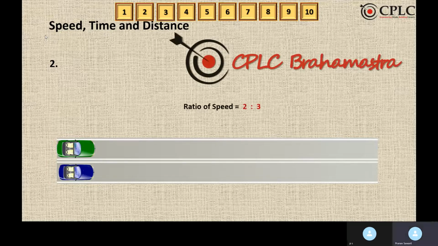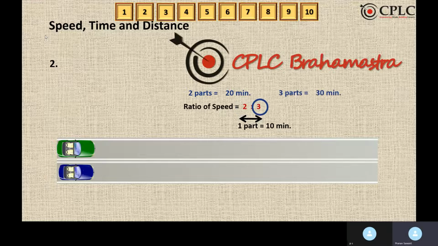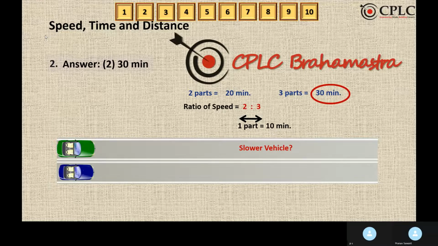This question can also be solved by using a ratio method. So ratio of speeds is 2 is to 3. One part is the difference and that is equal to 10 minutes because they have said that one vehicle takes 10 minutes more. So if one part is equal to 10 minutes, two parts would be 20, three parts would be 30. Three parts is the slower one, hence 30 is the answer.